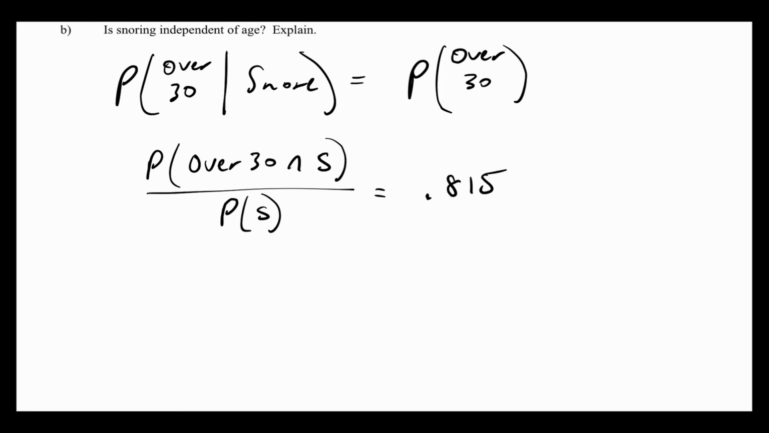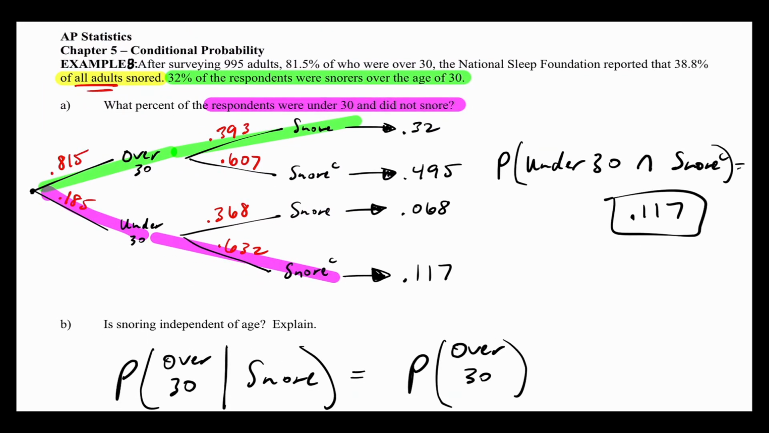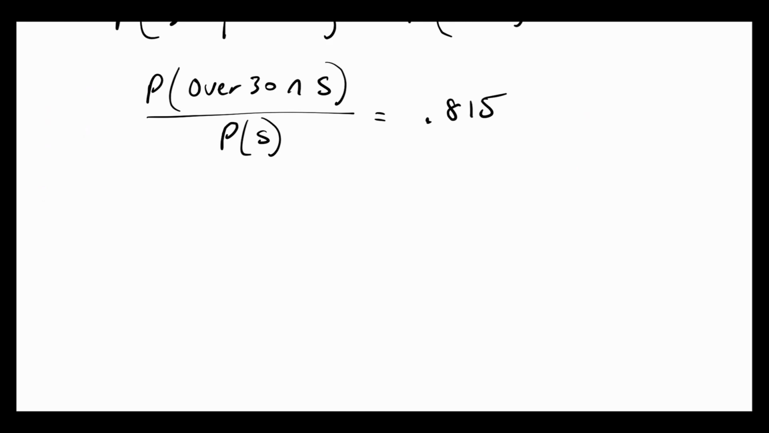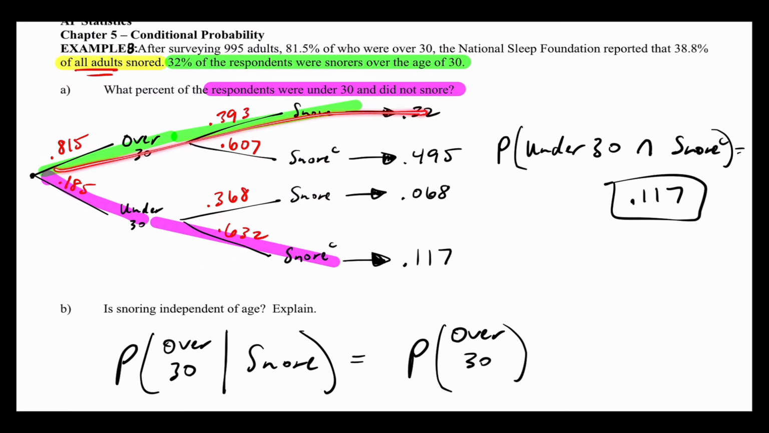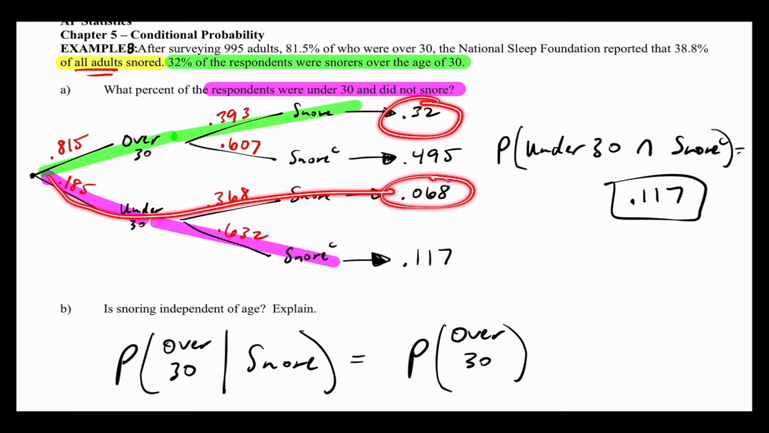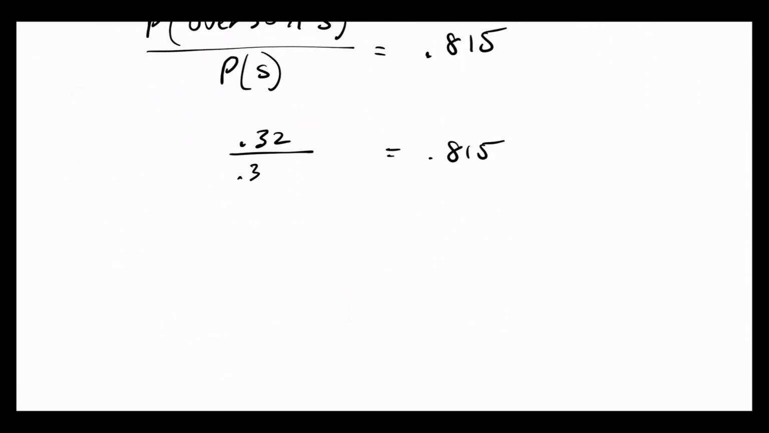So over 30 and snoring, that's a pass. Over 30 and snoring is right here, 0.32. So that goes on top. Bottom is just snoring. How many paths are there that lead to snoring? 2. So I got to add them up. One of them is 0.32. The other one is 0.068 because these two paths lead to snoring. So I add those up and I get 38.8. Okay, go to my calculator. I get 0.827.